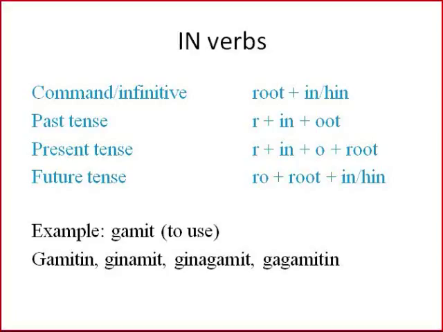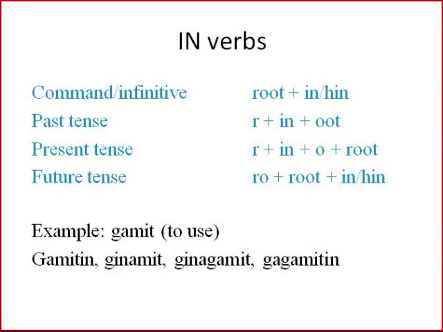The command form is created by putting "-in" or "-heen" on the end of the root. Root "-in". Past tense is created by inserting "-in" in front of the first vowel, or if the root starts with a consonant, you'll put "-in" right after the first consonant. In, ut.